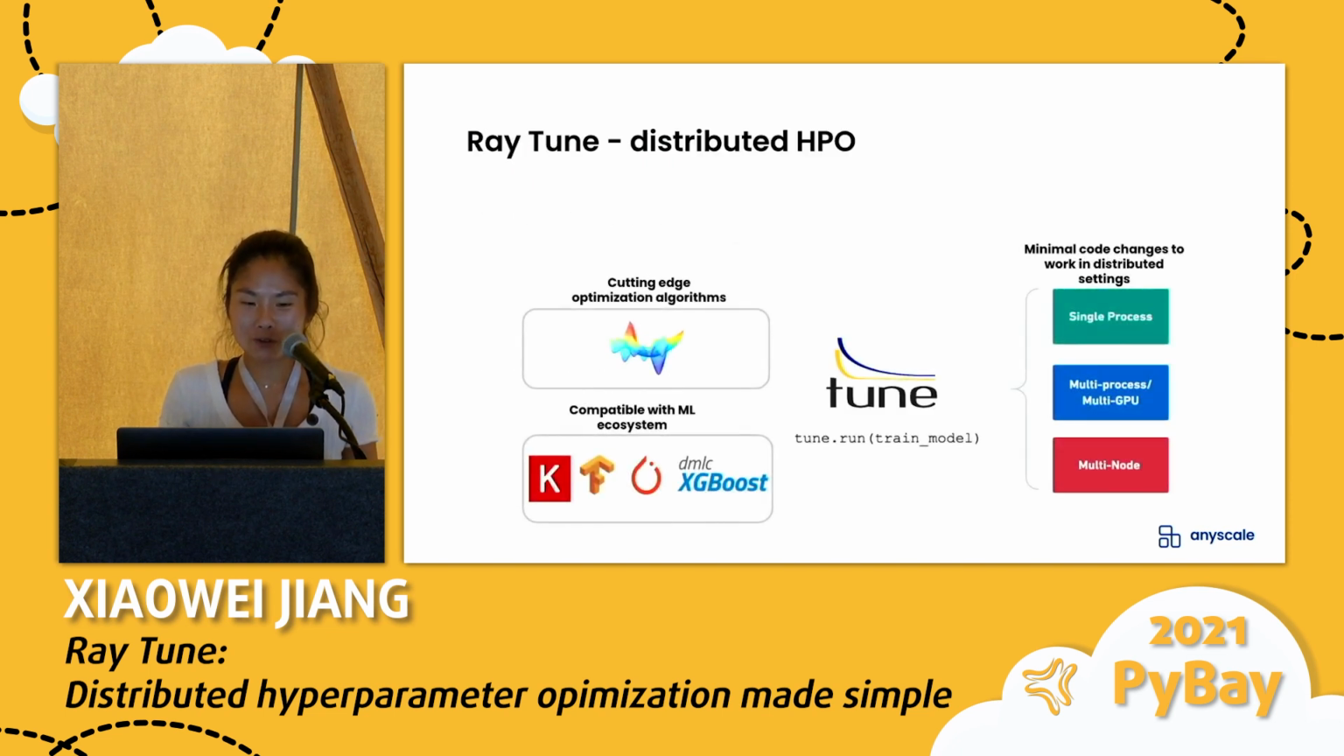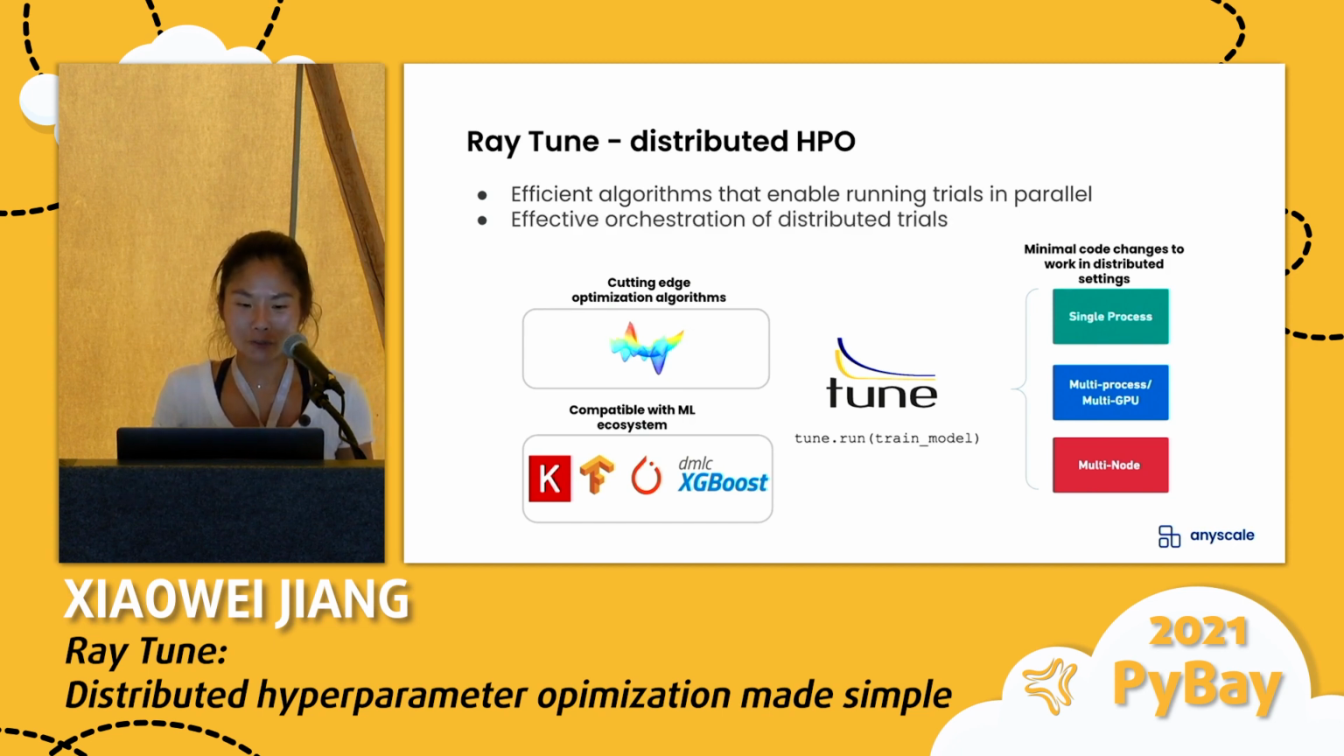So this is where RayTune comes into the picture. RayTune offers efficient algorithms that enable running trials in parallel. It also offers effective orchestration of distributed trials. Basically, minimal change is involved to take a tuning job from running on a single process on a laptop to running on a multi-node, multi-GPU cluster. And all of these are offered to our users with very easy-to-use APIs.